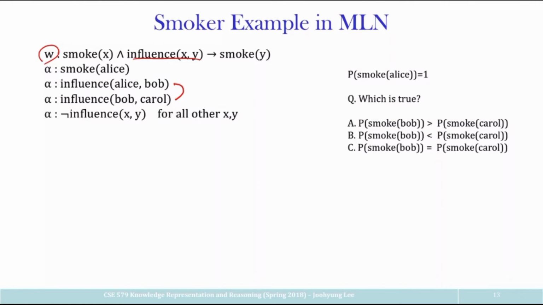Given this, easily we can see that with this Markov logic network, the probability of Alice smoking is 1, because this is actually the hard rule. You can easily compute this one. What we are interested in is, we know that Alice is a smoker, but we don't know whether Bob and Carol are smokers. But we know Alice influenced Bob and Bob influenced Carol. So what is actually true about their probability of being smokers? That's what I'm going to ask you now.